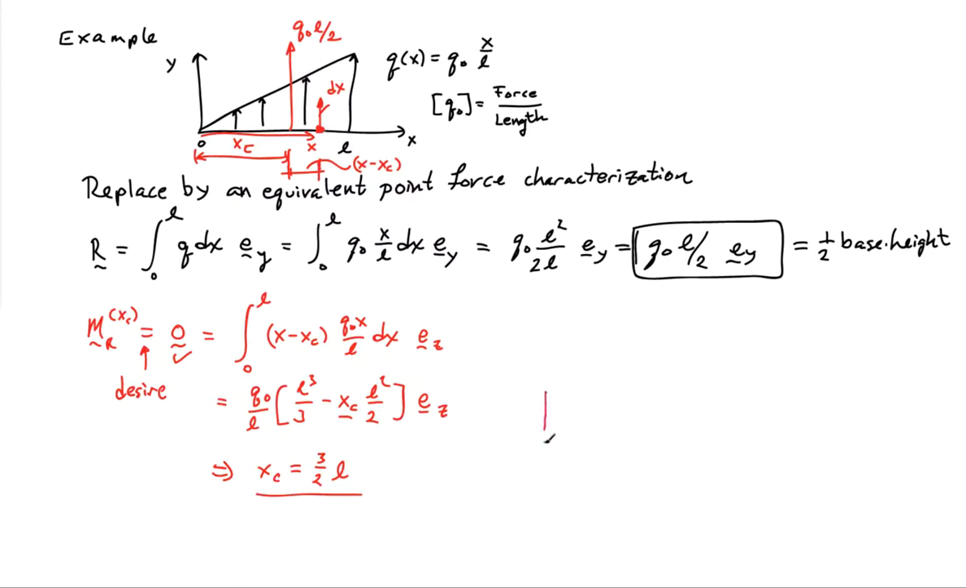So the final picture then becomes, if this is L, the load acts about here. It has magnitude Q naught L over 2, and this distance here is 2/3 L. So that's the equivalent system, equivalent point force system to that linearly distributed load.